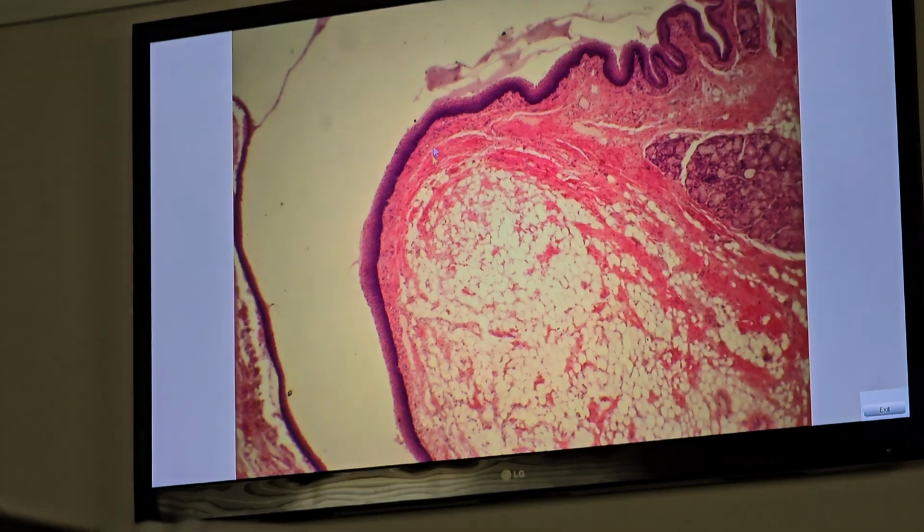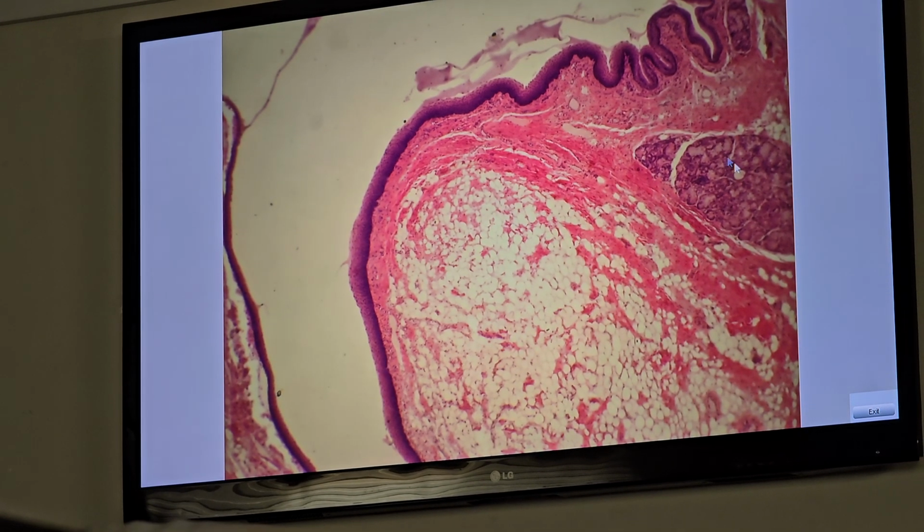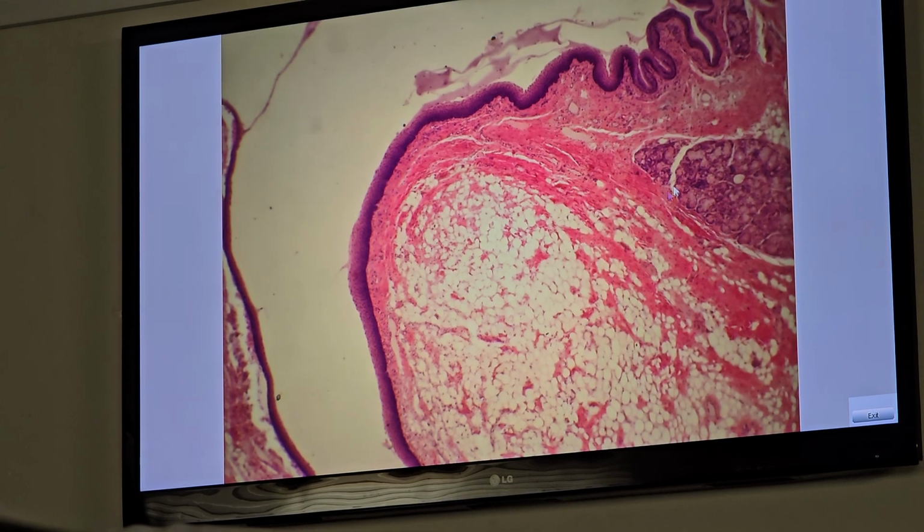This is the upper fold, lamina propria with seromucous glands.